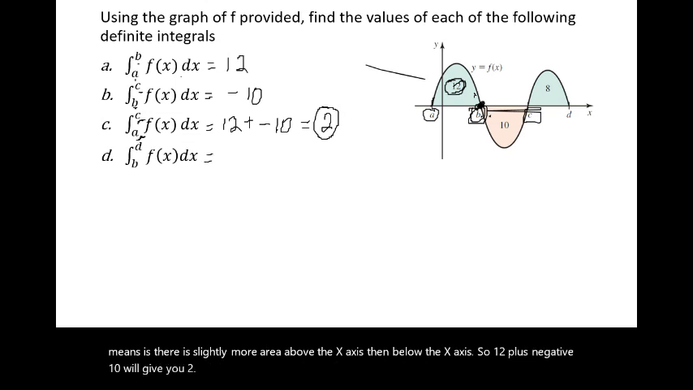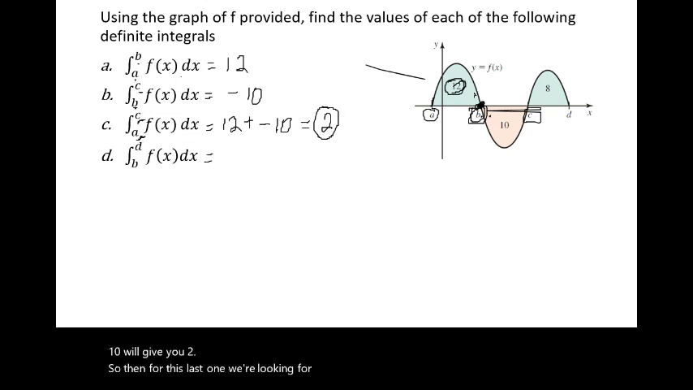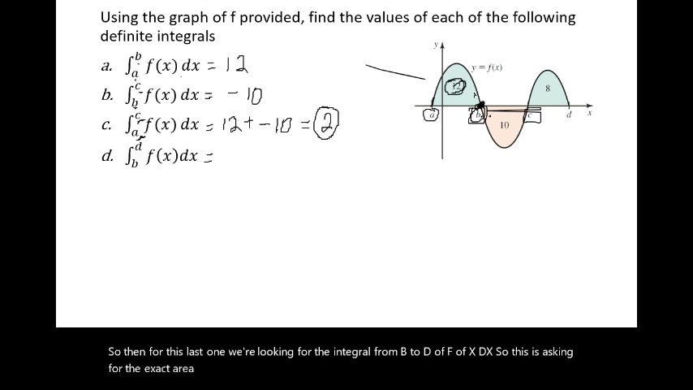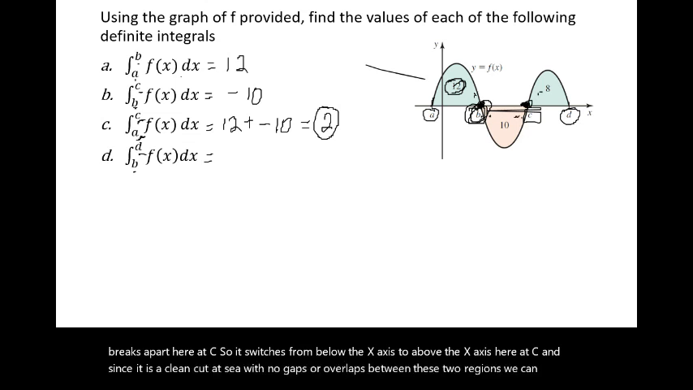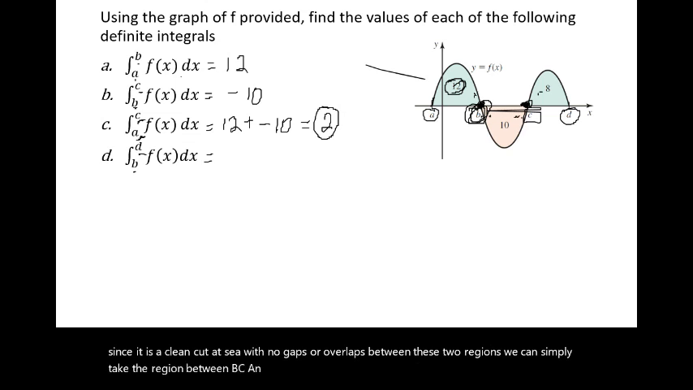Then for this last one, we're looking for the integral from b to d of f of x dx. This is asking for the exact area between f of x and the x-axis from x equals b to x equals d. From b to d, it breaks apart here at c, so it switches from below the x-axis to above the x-axis. Since it is a clean cut at c with no gaps or overlaps between these two regions, we can simply take the region between b and c and add to it the region between c and d.